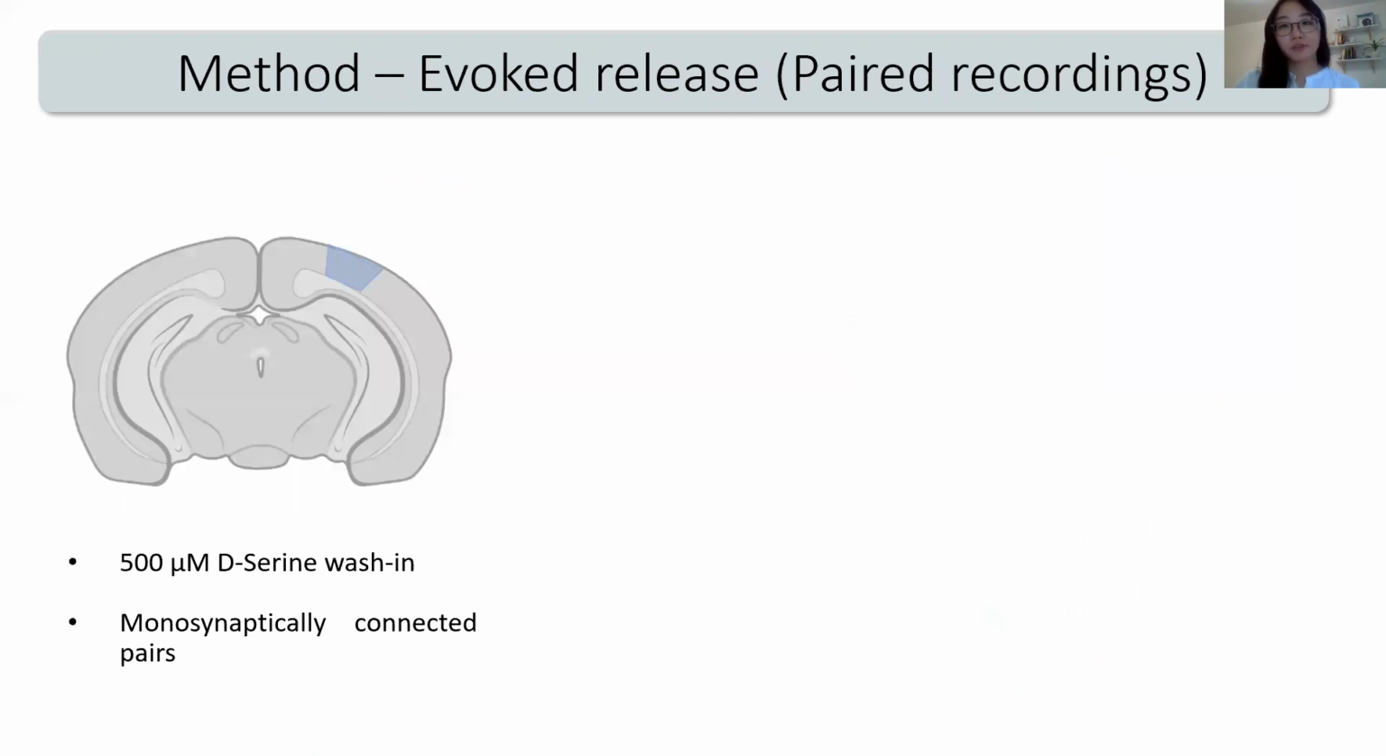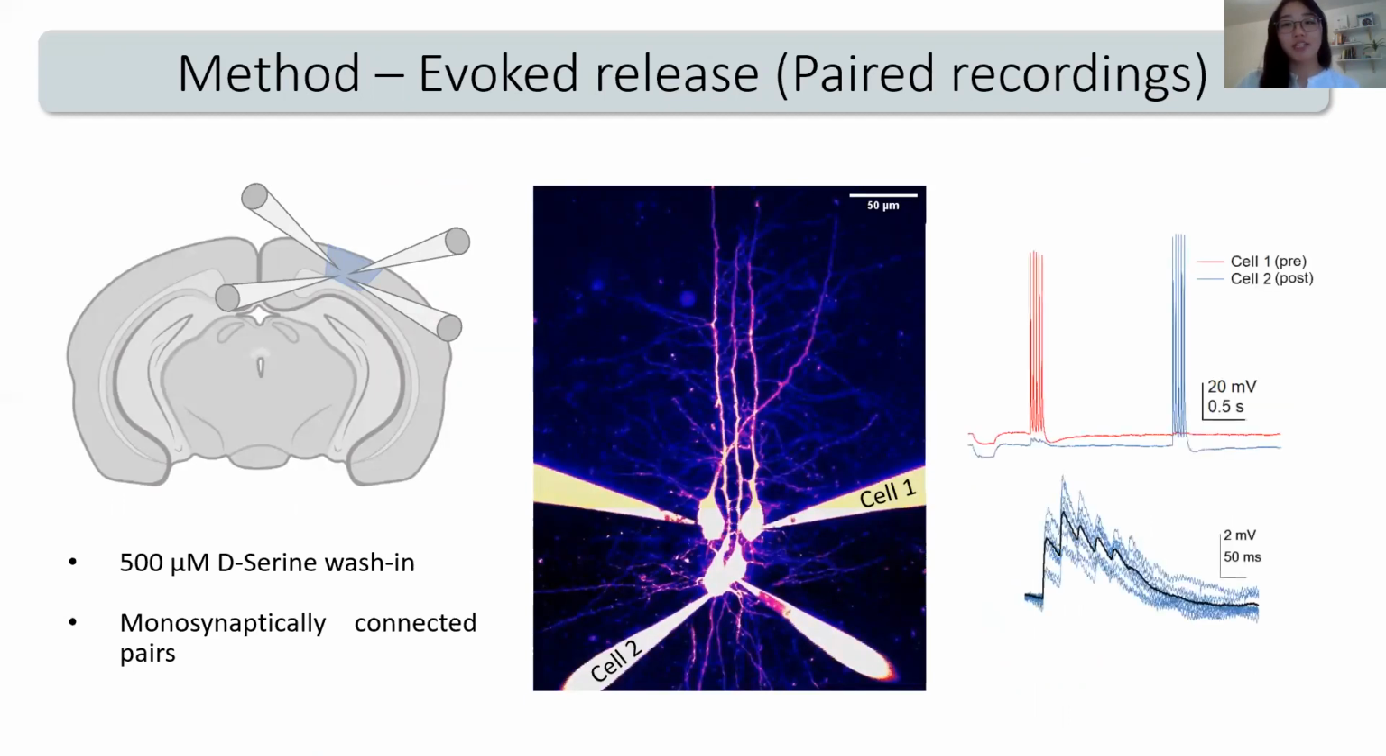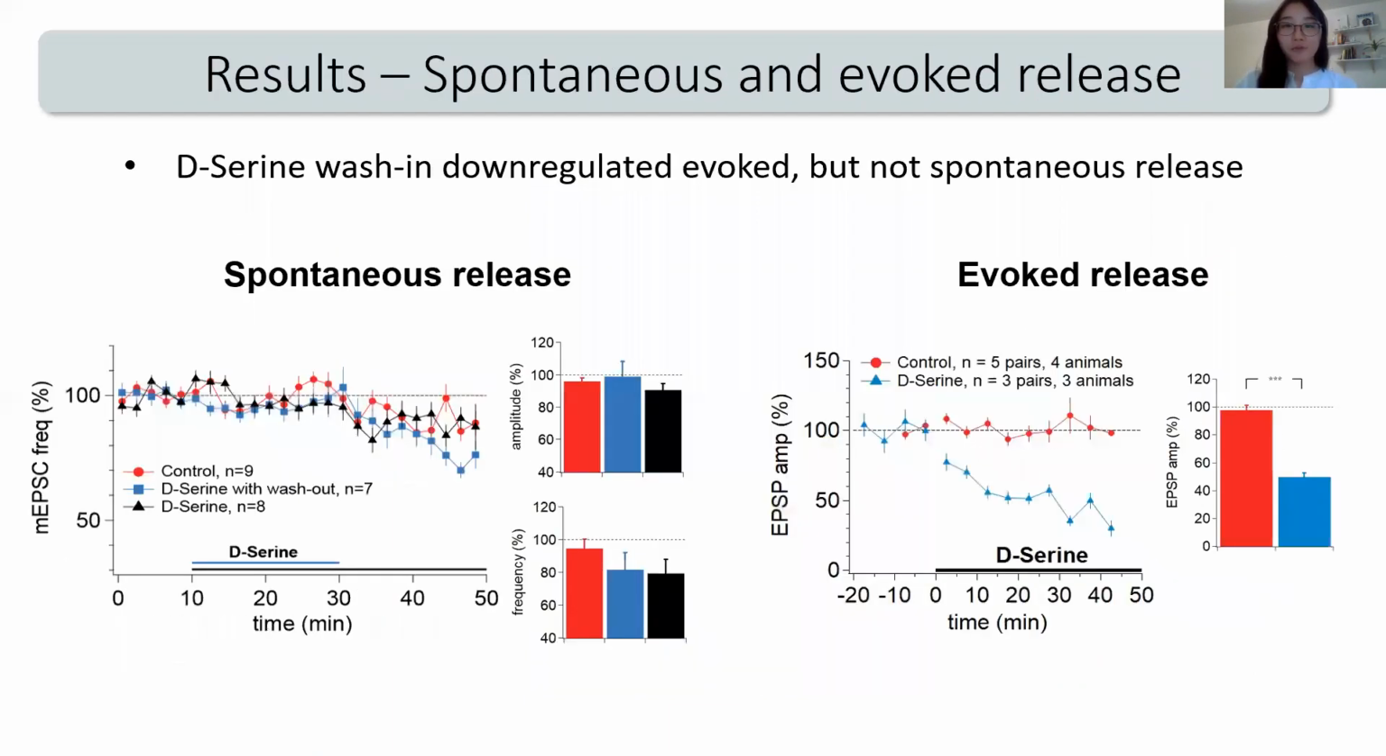We also looked at evoked neurotransmission, which occurs following a presynaptic action potential, because our lab and others have shown that spontaneous and evoked release are regulated through different pathways, so the responses are expected to possibly be different as well. We use quadruple whole cell recordings to identify monosynaptically connected pairs where excitatory postsynaptic potentials could be elicited in a postsynaptic cell by spiking the presynaptic cell. We found no changes in the frequency or amplitude of the mini EPSCs of spontaneous release with D-serine application, but we found downregulation of EPSP amplitude in evoked release.